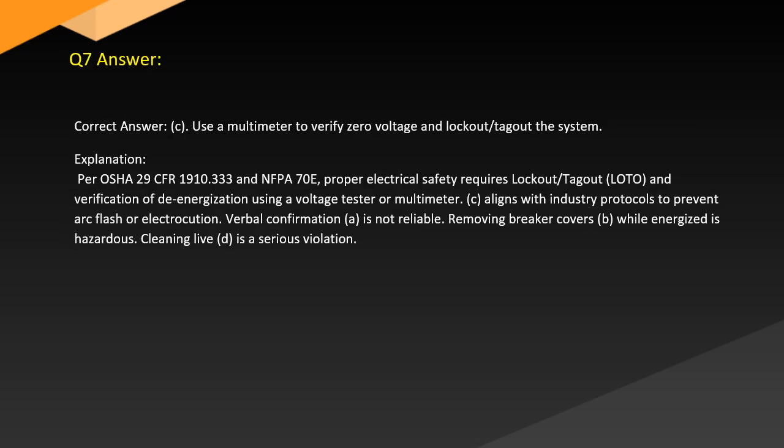Answer. Correct answer: C. Use a multimeter to verify zero voltage and lock out the system. Explanation. Per OSHA 29 CFR 1910.333 and NFPA 70E, proper electrical safety requires lockout/tagout (LOTO) and verification of de-energization using a voltage tester or multimeter. C aligns with industry protocols to prevent arc flash or electrocution. Verbal confirmation is not reliable. Removing breaker covers while energized is hazardous. Cleaning live, D, is a serious violation.